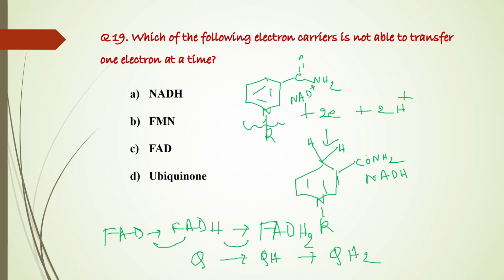It is not able to carry or transfer the electrons one at a time. Both the electrons, both the protons, the reduction all happens in a single step. So the correct option for question number 19 should be option number A.